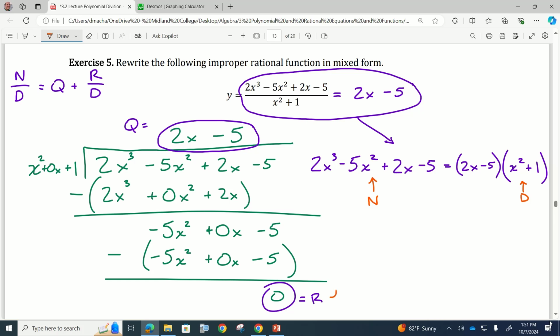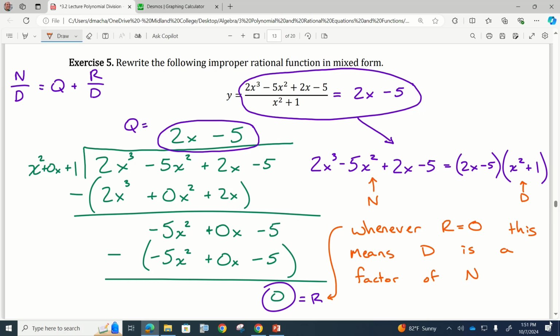And this is always true. So I'll write out what we're trying to say. Whenever my remainder is 0, this means my denominator is a factor of my numerator. And when the remainder is not 0, then the denominator is not a factor of the numerator. Does that make sense? Any questions?